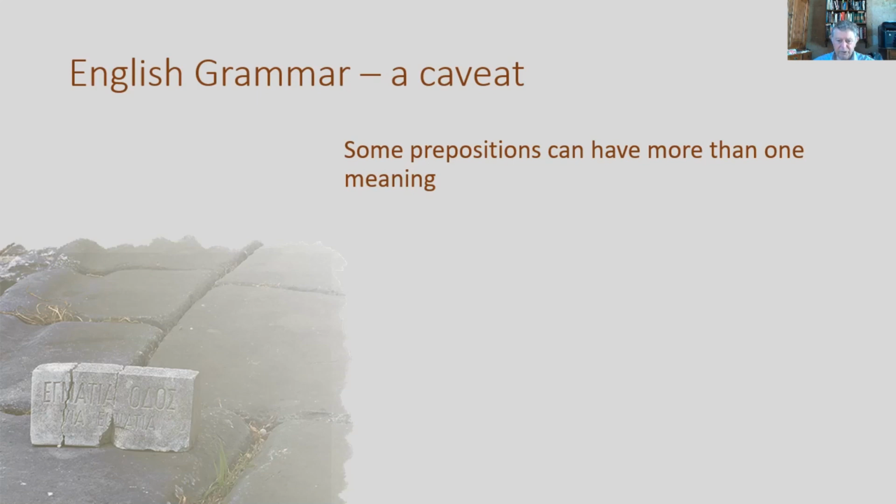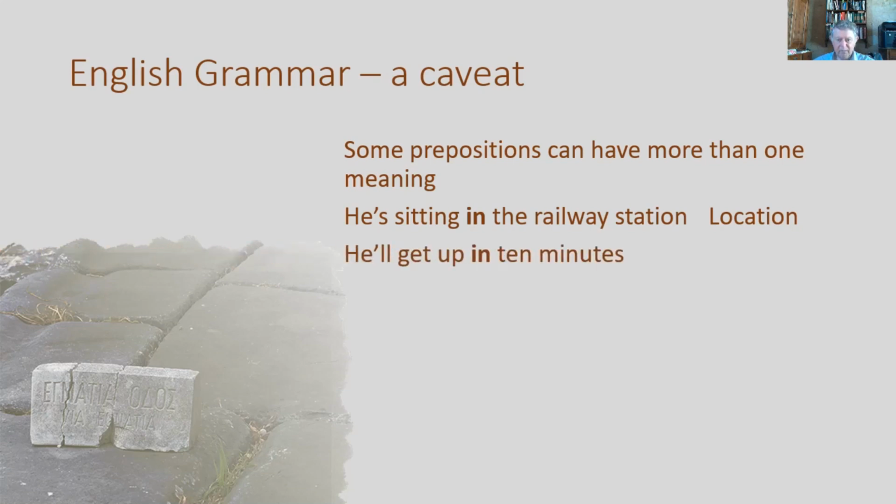So think about the preposition in, for example, in English. We might say, for example, he is sitting in the railway station. And that speaks of location. That's pretty obvious. I think that would be a natural understanding of the preposition in. It's what you're in. But it also can refer to time. He'll get up in 10 minutes. So there's a time, and that's not quite so obvious. If you were a non-English speaker learning the language, being in the railway station is easy enough, but getting up in 10 minutes, you may well find that in another language there are different prepositions for those two expressions.